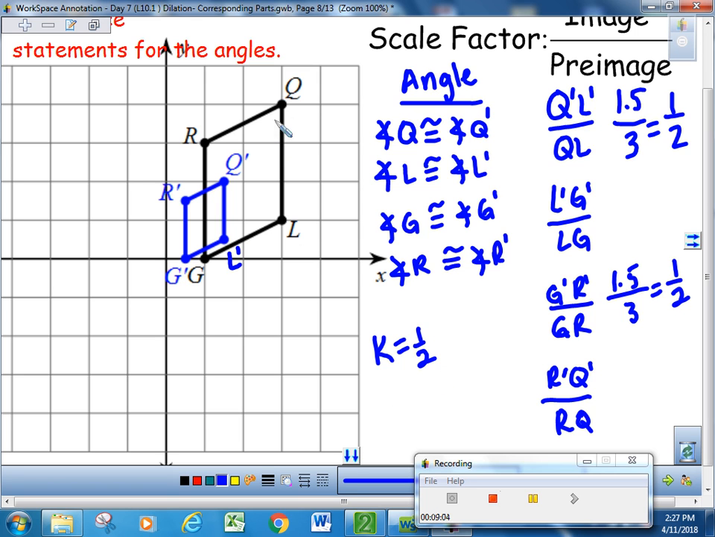So here's my pre-image. The black shape is my pre-image. My image is reduced to half the size. That's what this means. It's reduced. These are half the length. So this is half the size. This is half. This will be half. The image is half the length of the pre-image on this side.